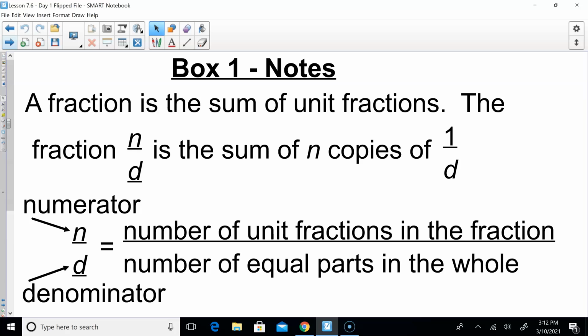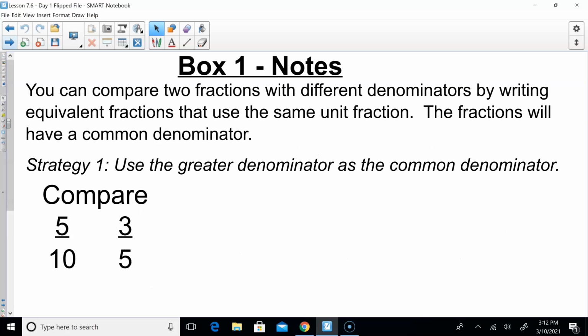So, box over notes, you saw this before about numerators and denominators. The numerator is on top, the denominator is on the bottom. The numerator is the number of units, and the denominator is how many parts make a whole. Another review. And now today, here's where you'll start writing these new ones down. There are three different strategies we're talking about on how to compare fractions. So you can compare two fractions with different denominators by writing equivalent fractions.